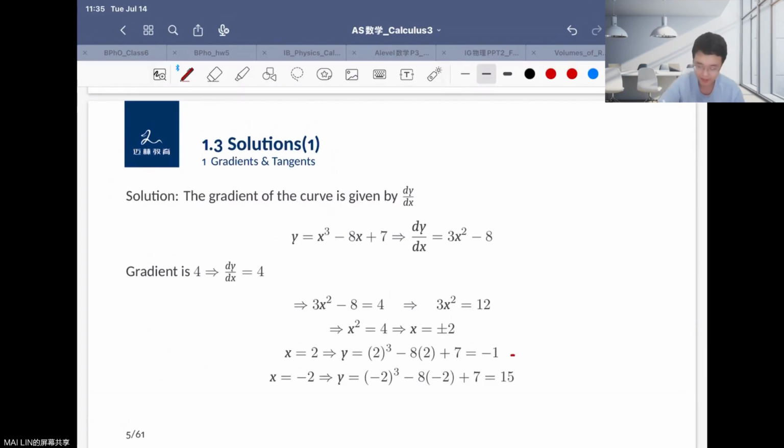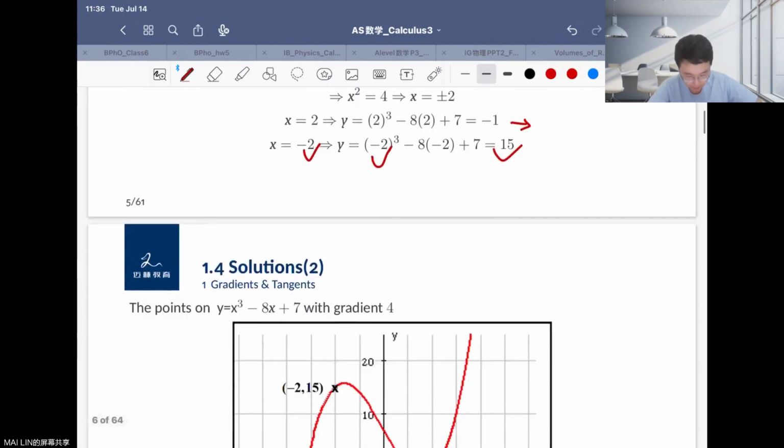So y equals 2 cubed minus 8 times 2 plus 7, which equals negative 1. When x equals negative 2, y equals negative 2 cubed minus 8 times negative 2 plus 7, which equals 15. So x equals 2 and y equals negative 1, and x equals negative 2, y equals 15. That is for this problem.